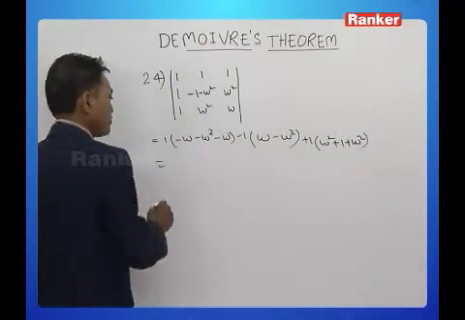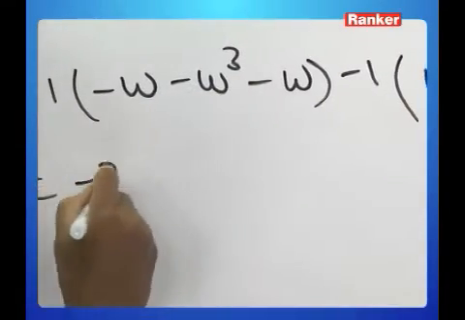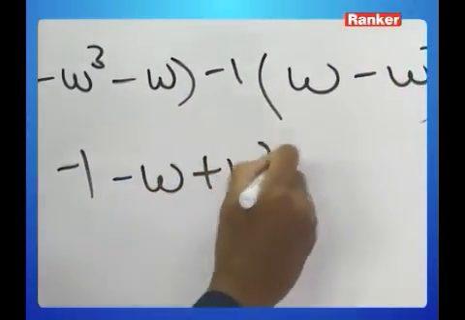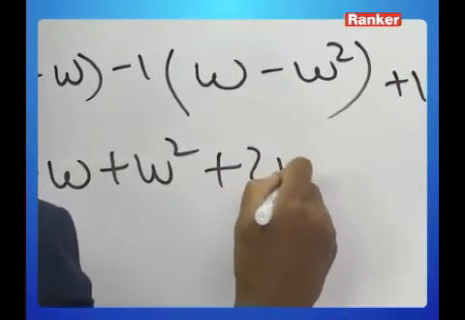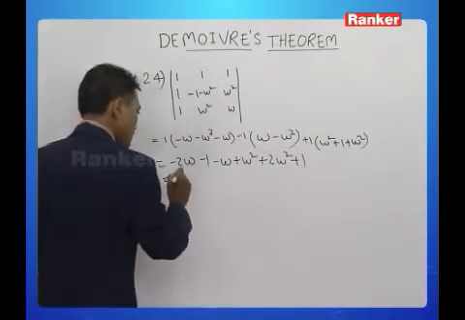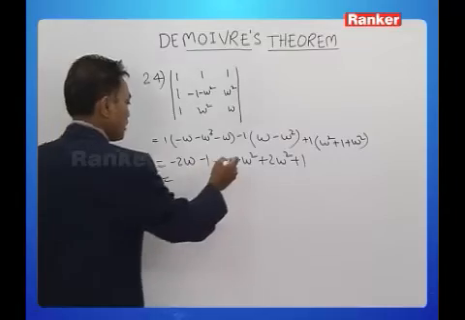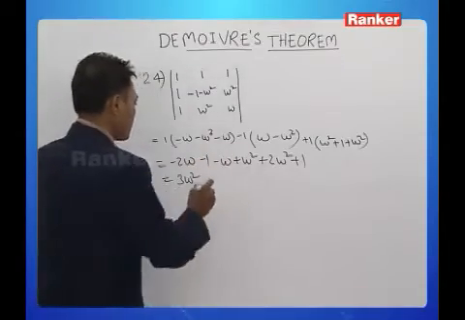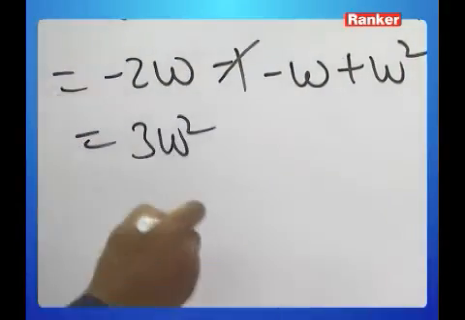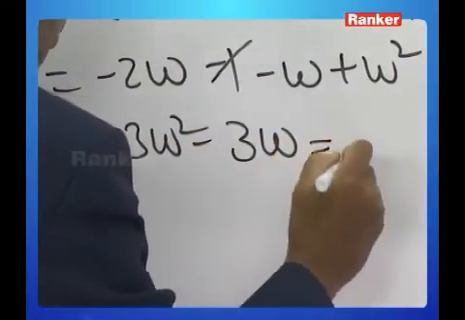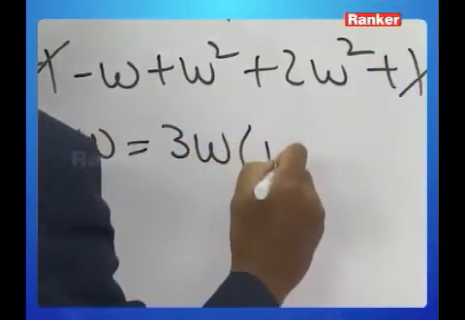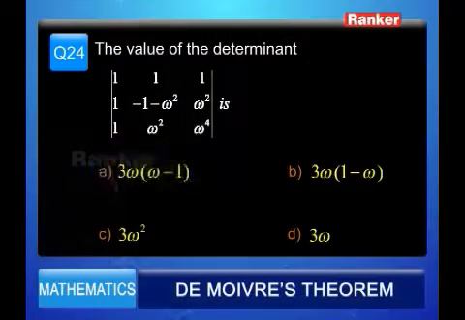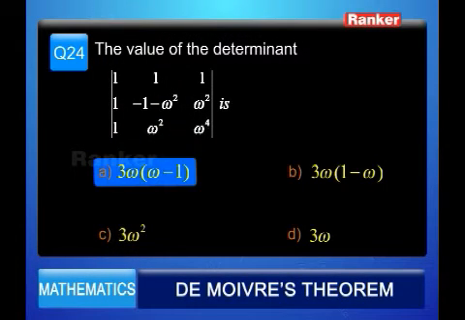Now, let us simplify. Minus omega, this is 1, and minus omega plus omega square, and 2 omega square plus 1. Let us see what is the simplification. Now, 3 omega square we are getting, and 1 got cancelled, and minus 3 omega we got. So, take 3 omega common, omega minus 1. So, the right answer is 3 omega into omega minus 1. The right option is A. The first option is right.